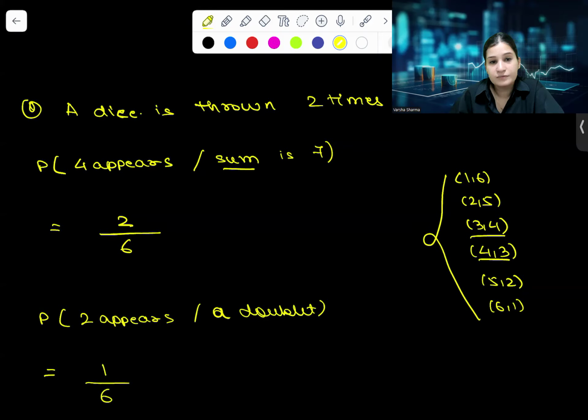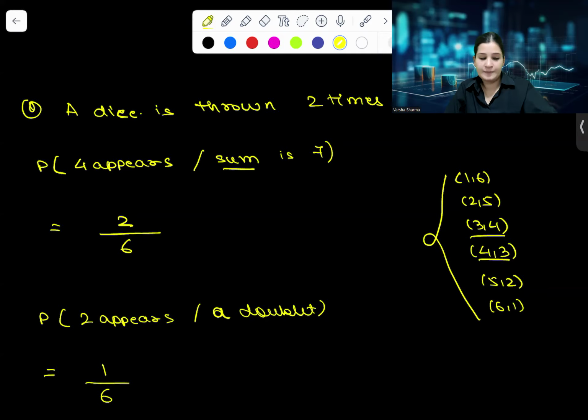Understood? Yes, ma'am. So you write the first event in the denominator. From the first event, whoever satisfies your other event, your other condition, write that in the numerator. Clear? Yes, ma'am. All of you clear?